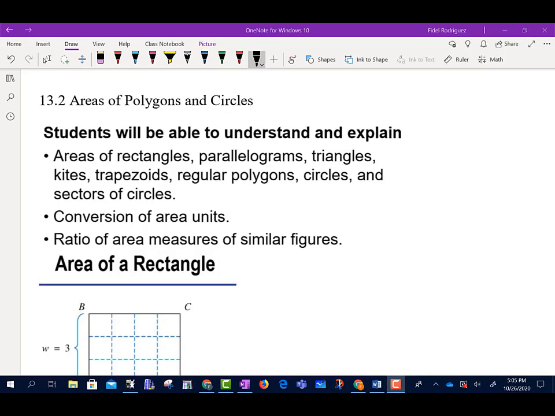Section 3.2 talks about areas of polygons and circles. And here it says students will be able to understand and explain how to find the areas of rectangles, parallelograms, triangles, kites, trapezoids, regular polygons, circles, and sectors of circles, doing some conversion of area units, and figuring out the ratio of areas of measures of similar figures.